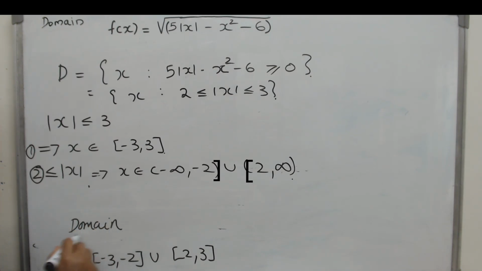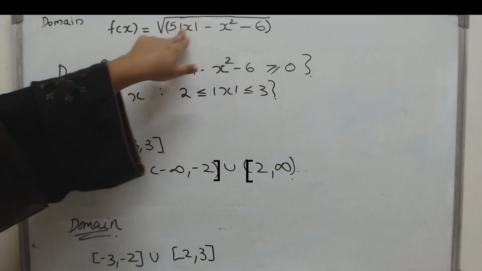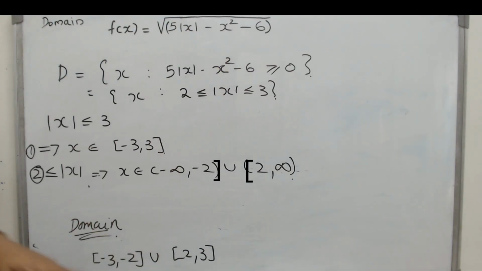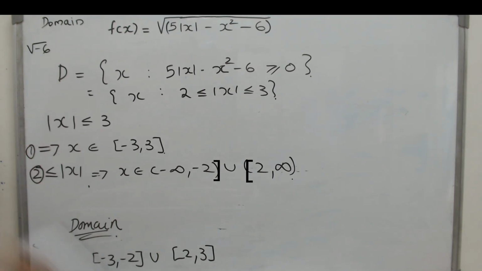We will take a number which is not in the domain and see what happens. What is the first number that comes to your mind? What about 0? 0 is not in the domain, right? So let us put 0 here. So this whole thing becomes 0. This whole thing becomes 0. And you just end up with a square root of -6, which is bad news.